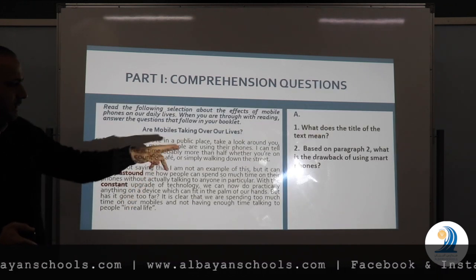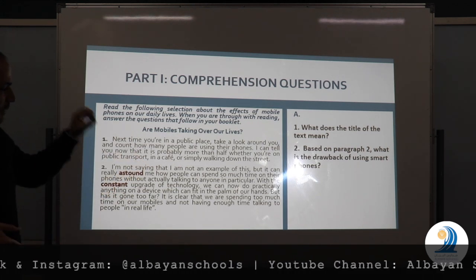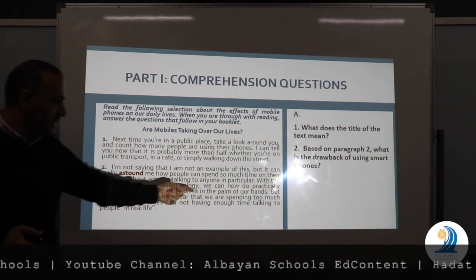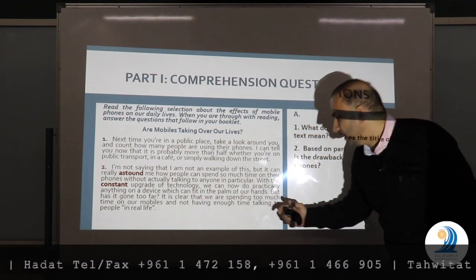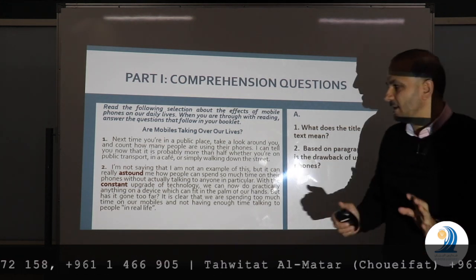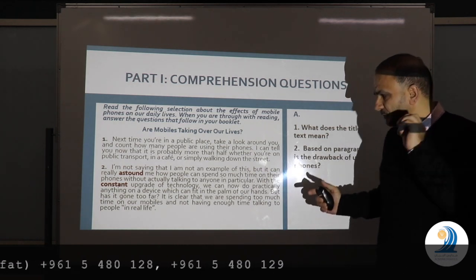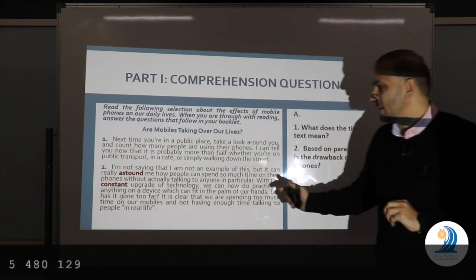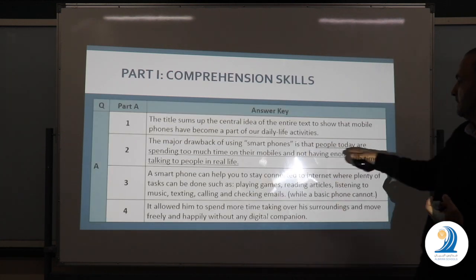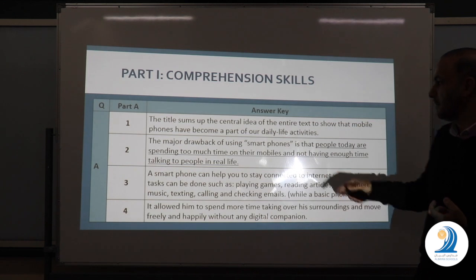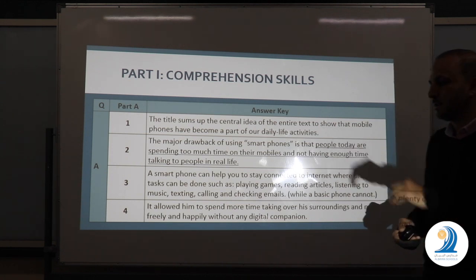How does it come? Here we say that it's a drawback. If you read this paragraph carefully, you will not come up with a perfect answer until you reach the last sentence. It's clear that we are spending too much time on our mobile phones and not having enough time talking to people in real life. This is the disadvantageous side. If you only read from the beginning, you will never get the major answer, the perfect answer. People today are spending too much time on their mobile phones and not having enough time talking to people in real life. This is the drawback, or the disadvantage.